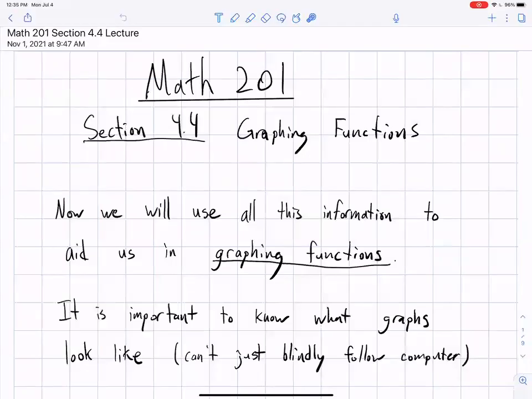Hello, Math 201. Welcome to today's lecture, graphing functions. This is kind of an interesting section because a lot of you are probably familiar with how to graph functions and the basics of graphing functions.